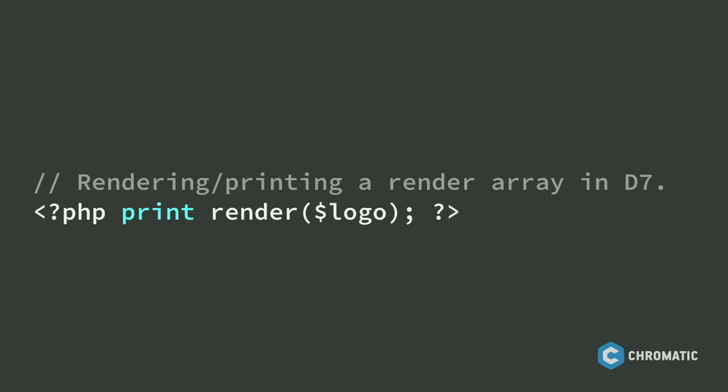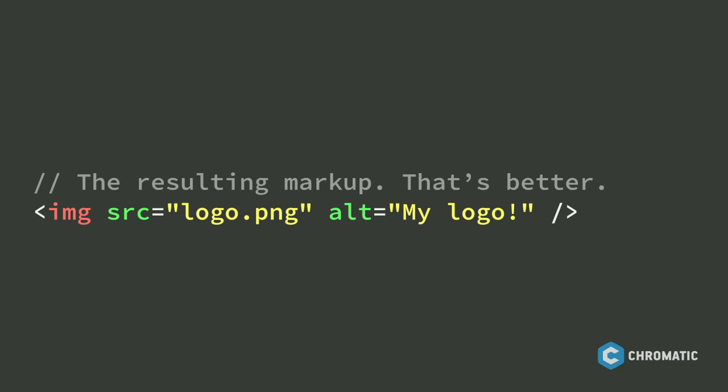So we do that. Instead of just printing our array variable, we run it through the render function. And again, this is Drupal 7 still. We normally try and avoid calling functions in Drupal 7 templates, but the render function's kind of an exception, and it's totally expected and recommended to call it from there. What it's going to do is turn that array into the right markup, which is our image tag, the same markup that we got from the theme function.